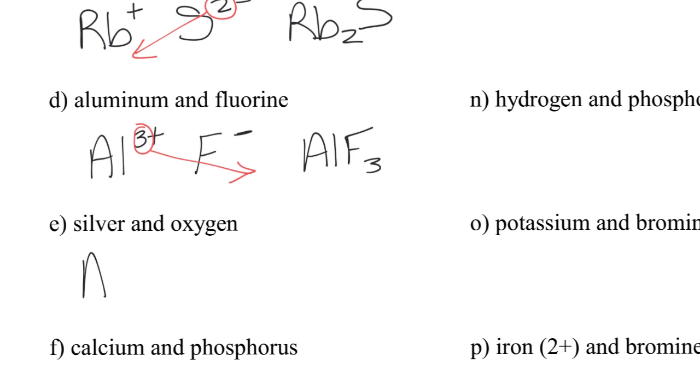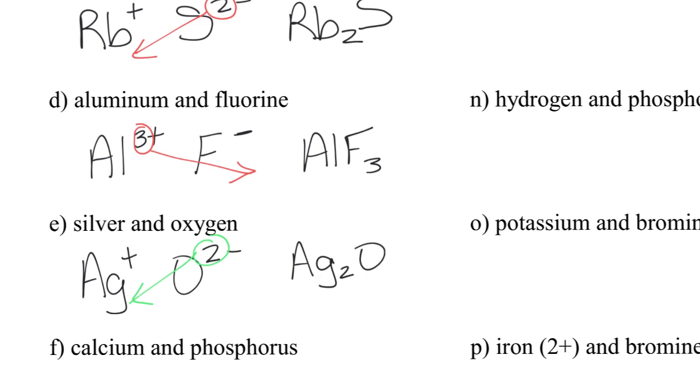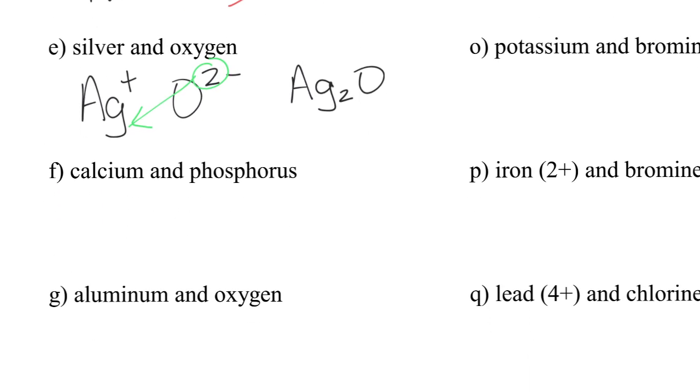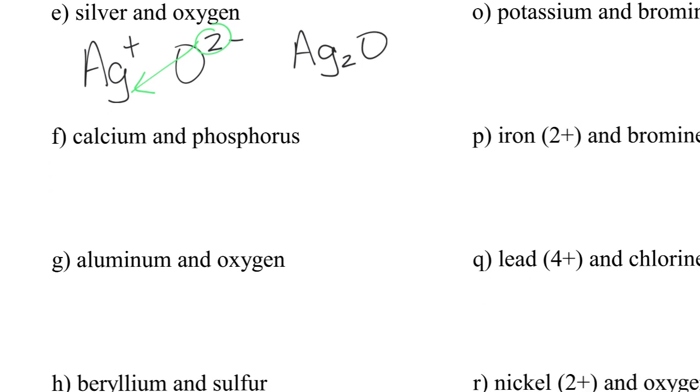So silver has a +1 charge and oxygen has a 2- charge. Okay. So we're going to crisscross this 2 over here, but there's nothing coming from the silver. So we have Ag2O. Hopefully you're getting the hang of it by now. Okay, let's look at calcium and phosphorus. This one's going to be a little harder. So we got the 2+ from the calcium and the 3- from the phosphorus.